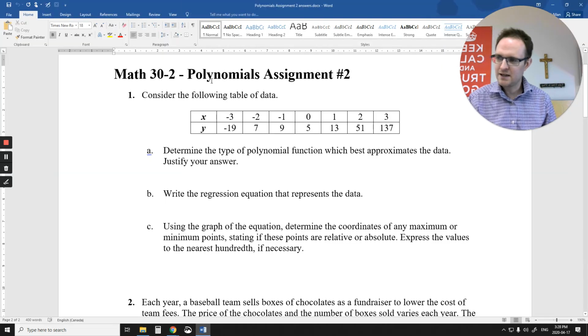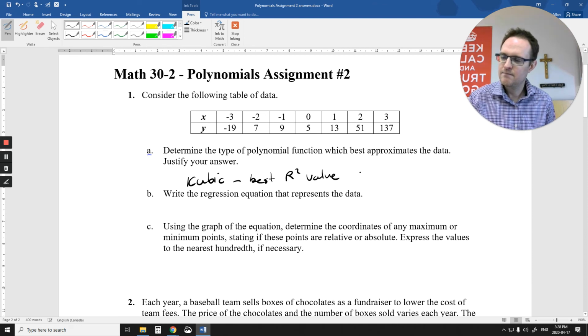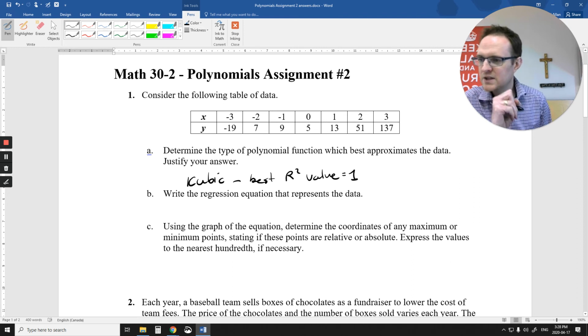So let's go back here, justify your answer. I don't have to justify my answer. It just has the best r squared value. So cubic, best r squared value, equals 1.